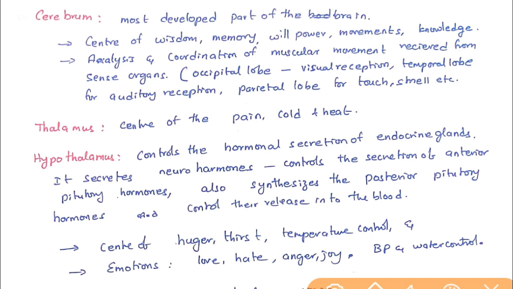Thalamus is the center of pain, cold, and heat. Through the thalamus, our brain can sense pain, cold, and heat.